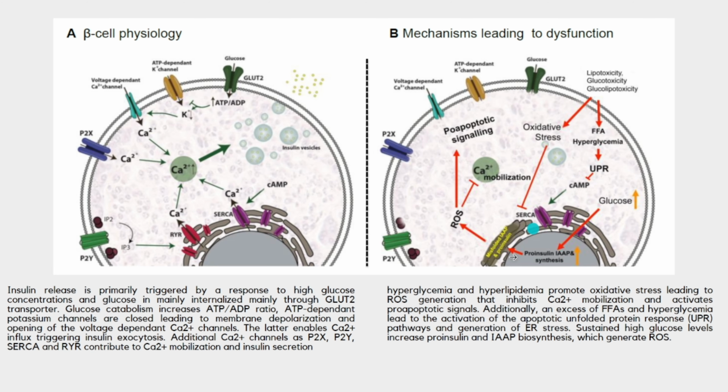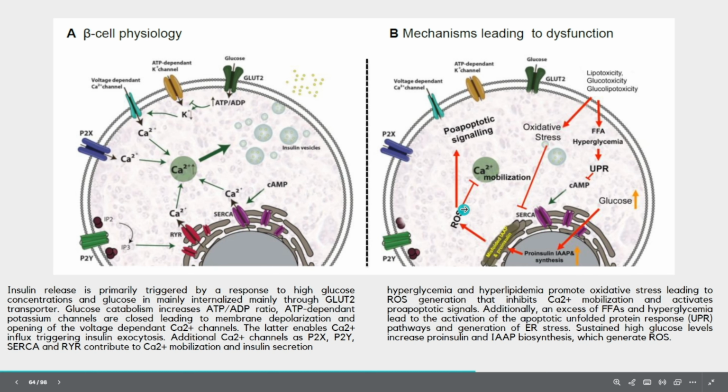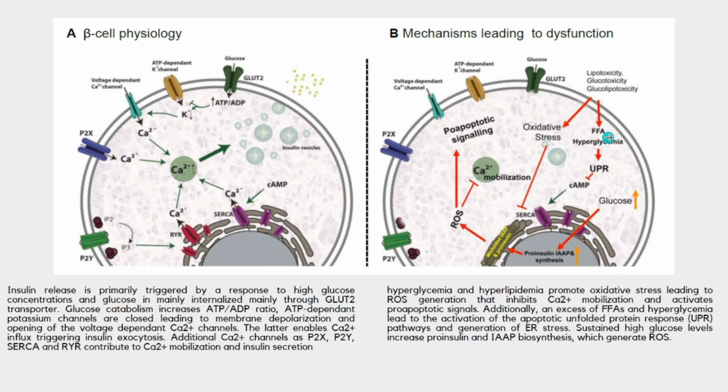So that's all about how an unhealthy diet destroys your beta cell. They are actually related: unhealthy diet, obesity, and a sedentary lifestyle with low physical activity. The most important things are calcium ion, ROS, hyperglycemia, and all that.